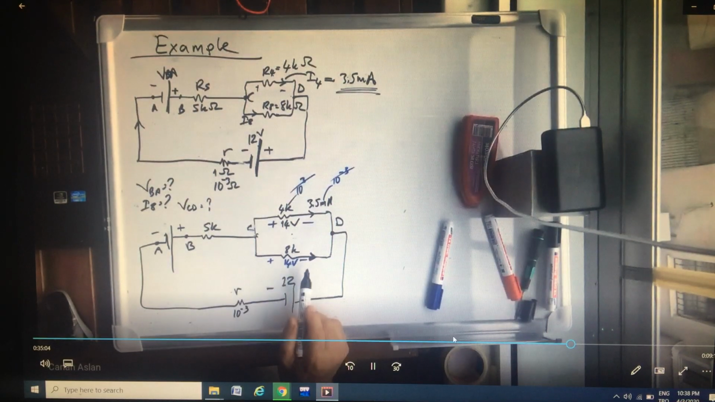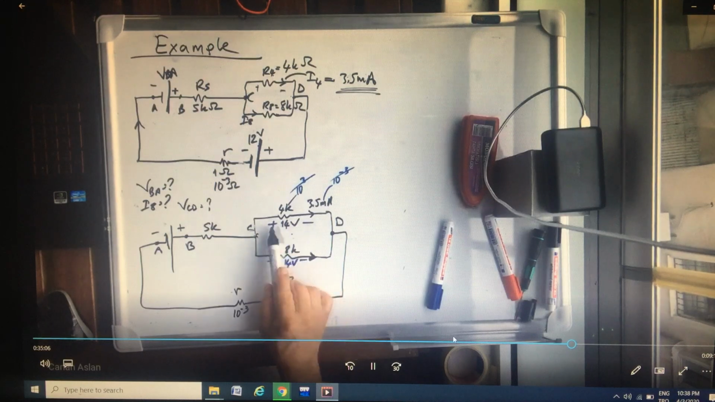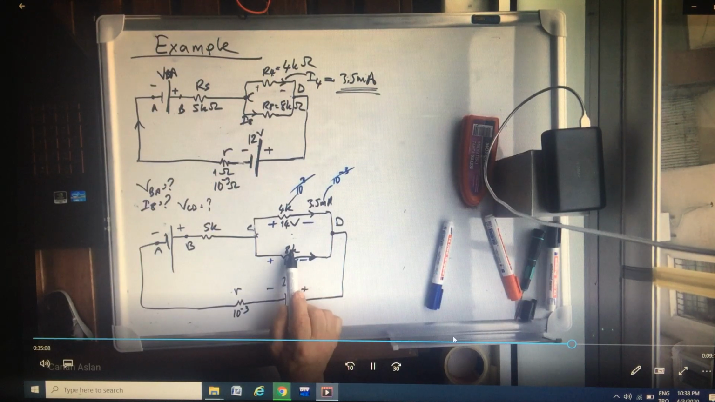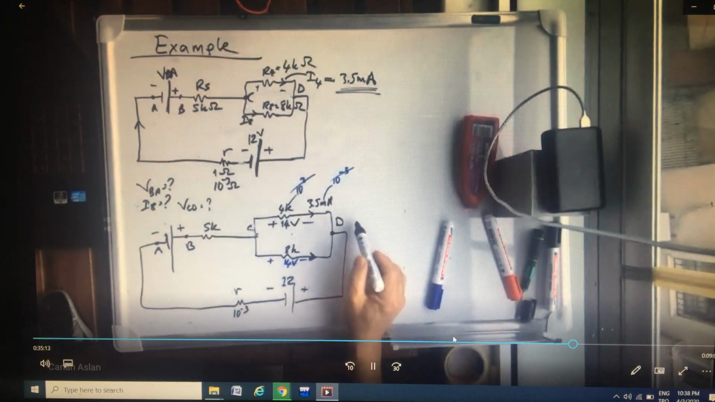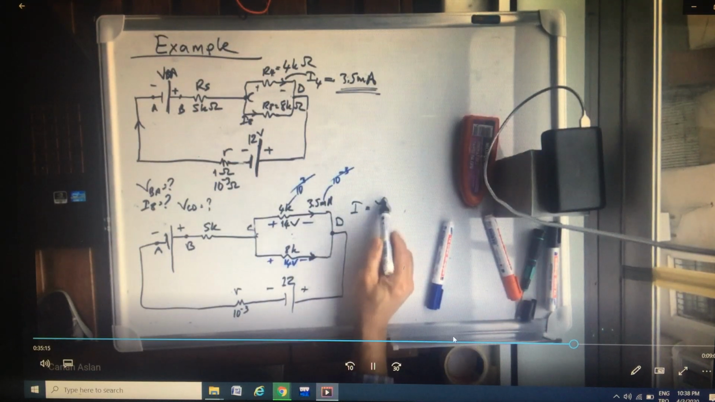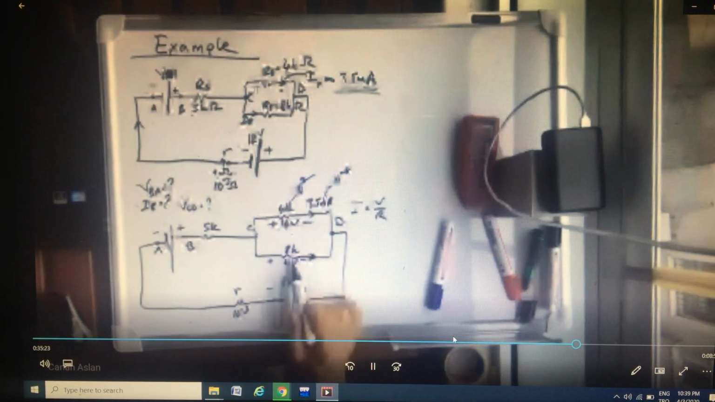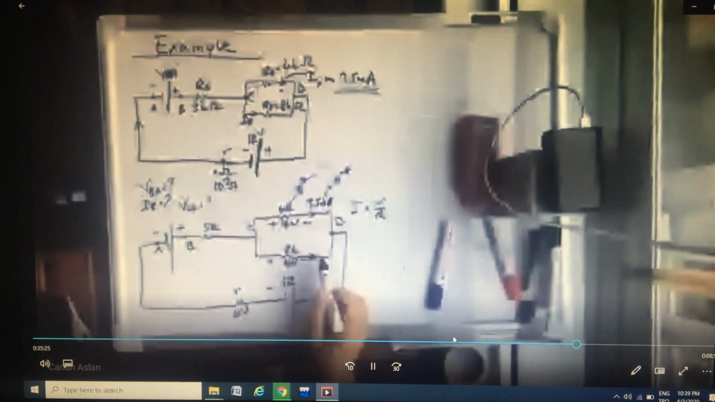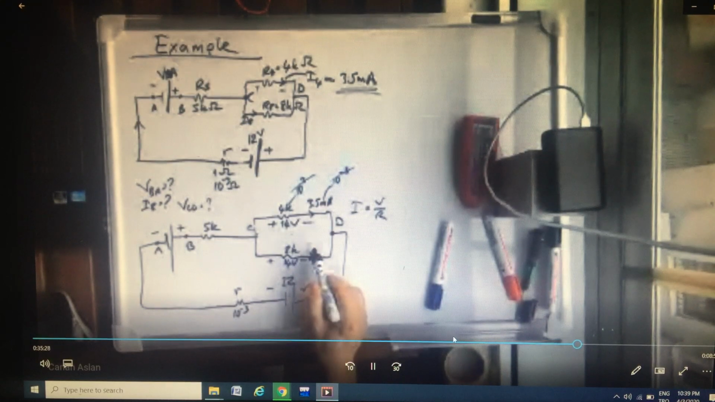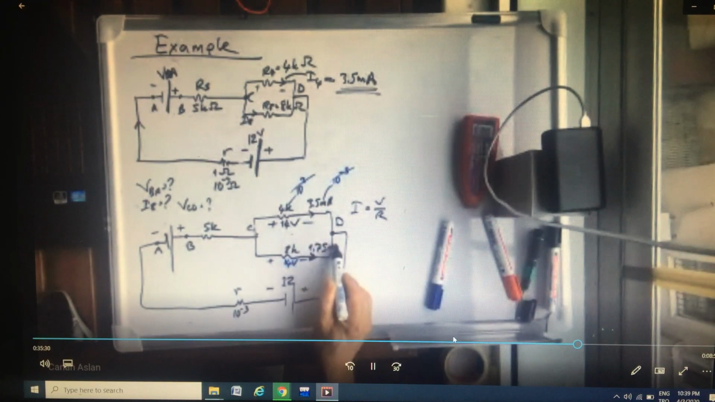Anyway, that's okay. Now look at this. This was 14 volts and this is 14 volts and 8K. What is this current? Who will find me this current? How do you find this current? The current is equal to V over R, right? So 14 over 8. But K, milliamperes. So what is 14 over 8? 1.75 milliamperes. Okay? So this current will be 1.75 milliamperes.